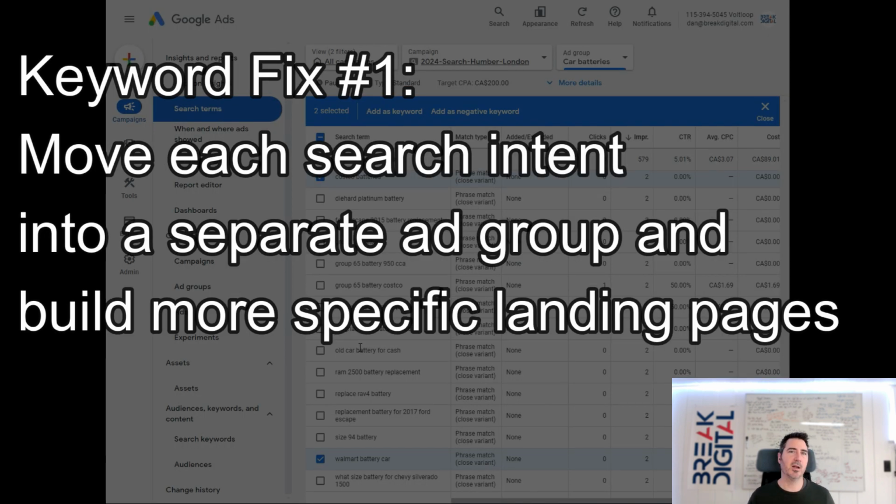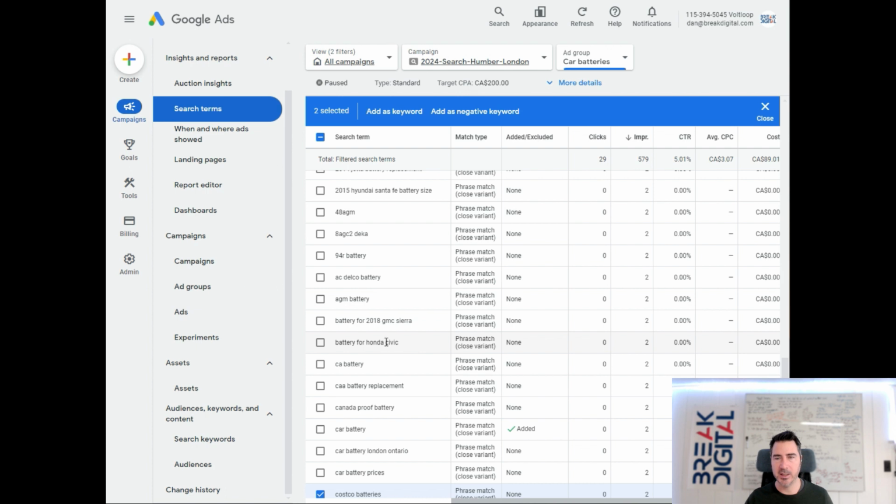And so we can build a competitor type campaign when someone is looking for Costco or Walmart or Canadian Tire. We can build an ad that actually calls out all the advantages, all the reasons why you would want to use voltloop.ca and not a big box store. So that's something I would put in its own ad group.